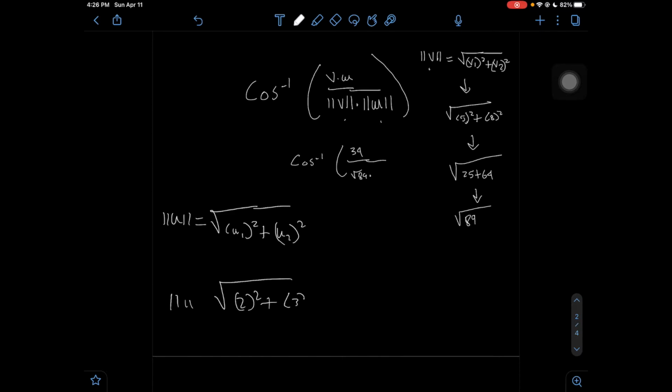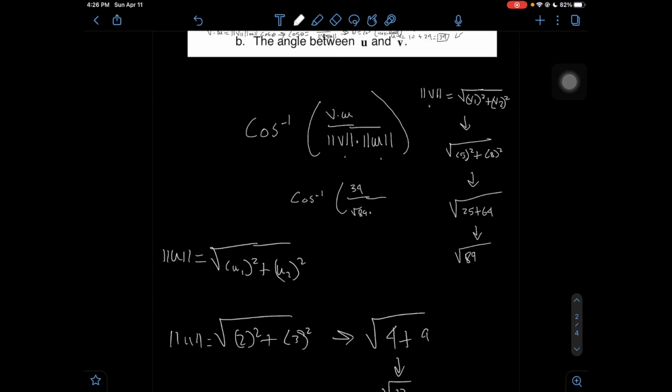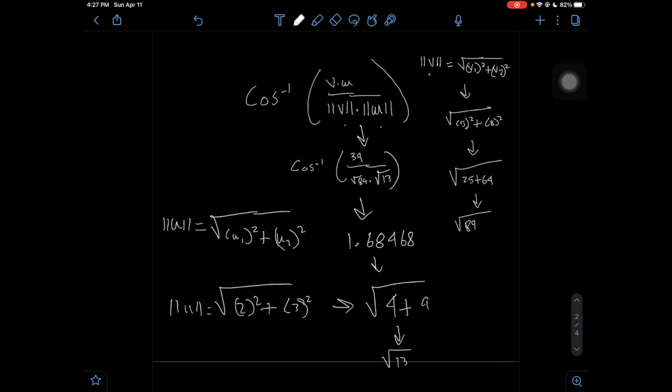We know that's equal to the magnitude of w. So we take the square root of 4 plus 9, which is the square root of 13. So now we have cosine inverse of 34 over the square root of 89 times the square root of 13. And we know that this equals 1.68468. Let's say we're going to do 3 sig figs, so it's just going to be 1.68 degrees.